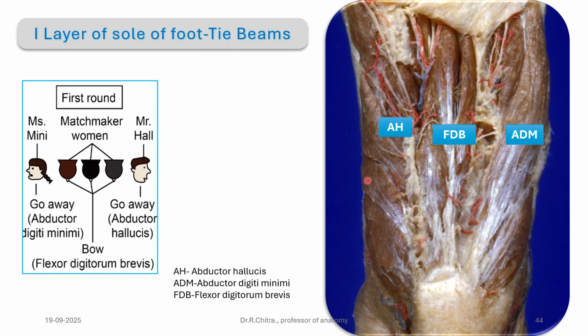So this is the first layer. It's an interesting cartoon: two abductors going away from each other, abductor hallucis and abductor digiti minimi. In the middle we have a matchmaker, that is flexor digitorum brevis. It's a fun cartoon. So, in the first layer of the sole of the foot, the medial side supports the medial longitudinal arch, and the lateral side supports the lateral longitudinal arch.